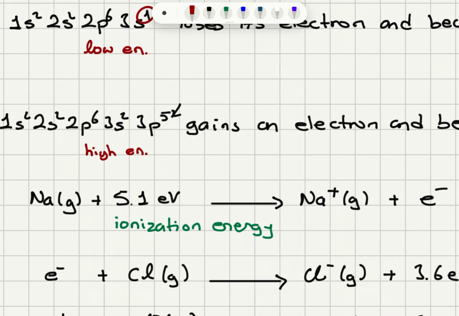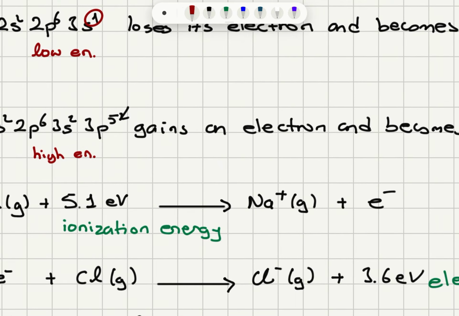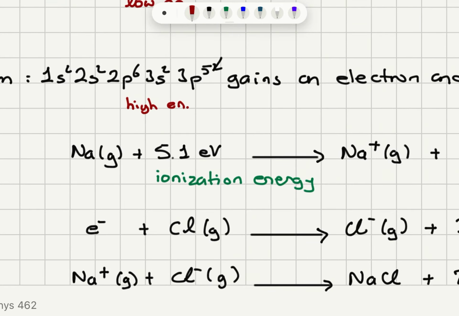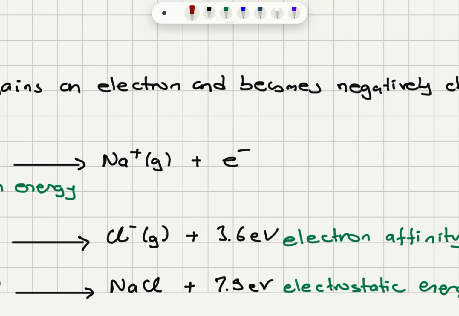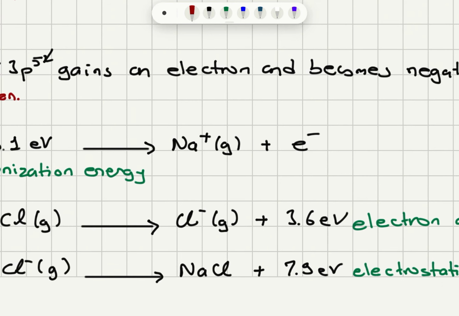So we can summarize this as follows. Sodium will absorb 5.1 electron volts. That's called the ionization energy, because it's the first electron that it is releasing. And so we obtain a sodium plus ion and an electron. Now this electron is accepted by chlorine, so chlorine becomes negatively charged, chlorine minus, and in the process we release 3.6 electron volts. That's called electron affinity. So that is the amount of energy released when an atom absorbs an electron.